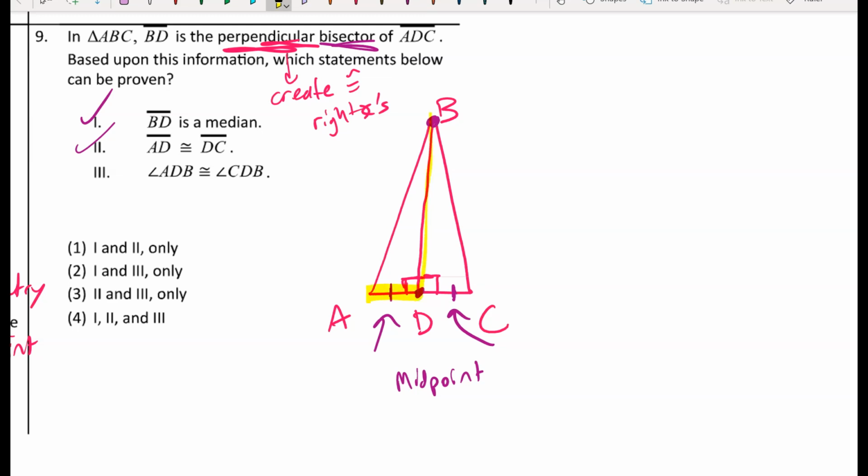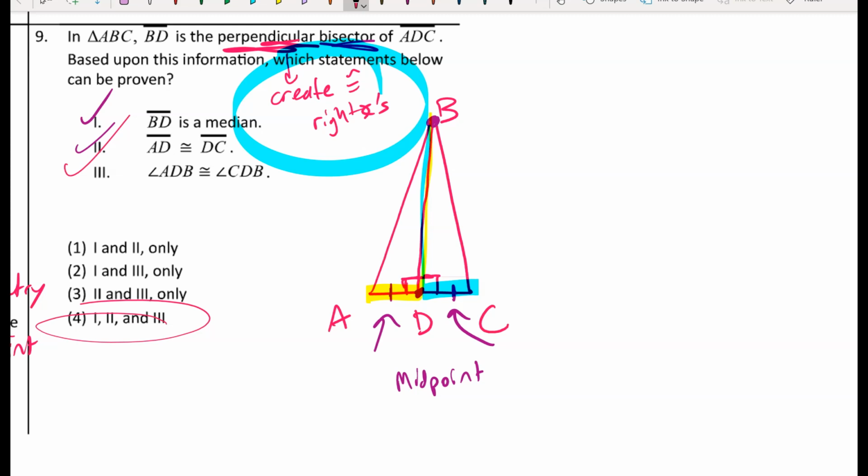Angle ADB right there is congruent to angle CDB. Well, they're both congruent right angles because I have those perpendicular lines, so that is also a true statement. So all three of those statements are true, knowing that it's a perpendicular bisector. So that gives us a lot of information here.